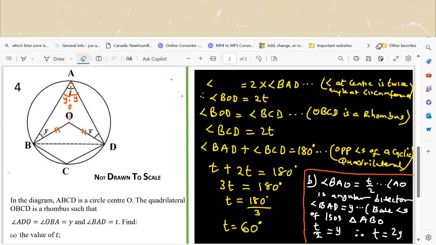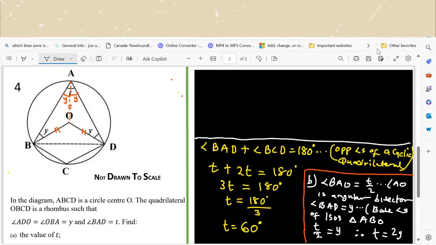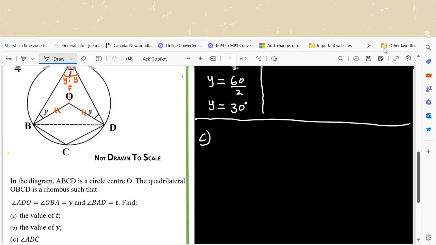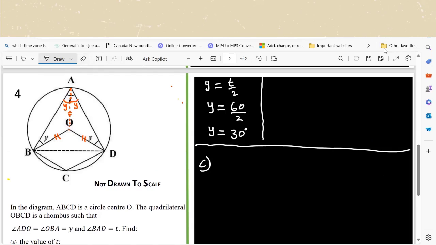So let's clean up here. So from here, since Y equals T over 2 and T is 60, so Y is 60 over 2, and that will give us 30 degrees. So looking at question 4C, we are looking for angle ADC. Angle ADC. Now, let's go back to this diagram.